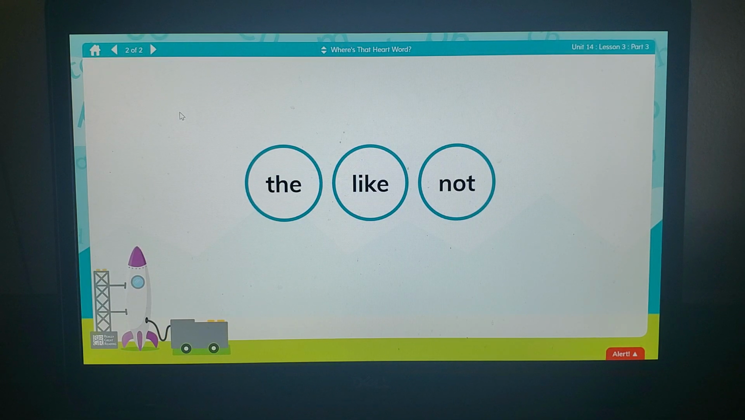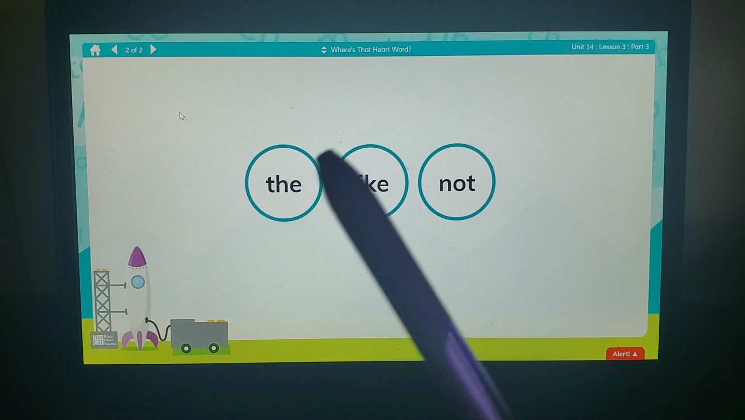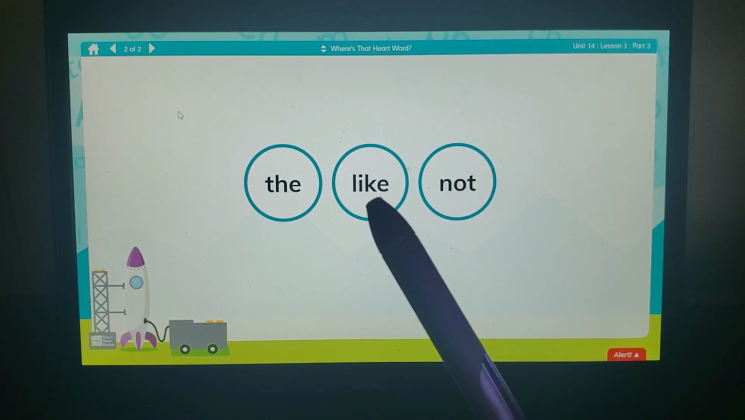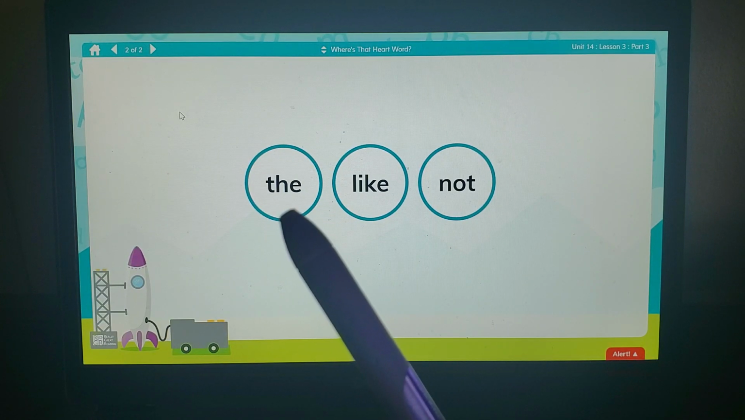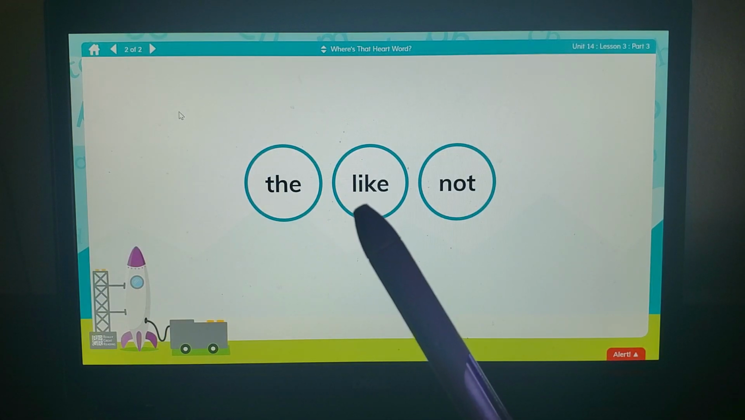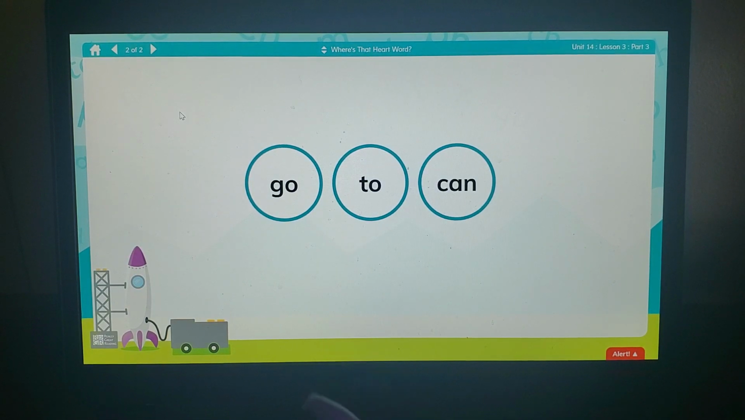Which word is after the word the? Like is after the word the. You have the, and like is after the word the. Please read the three words with me, please. The, like, not. And our last three words that we're going to be working with.